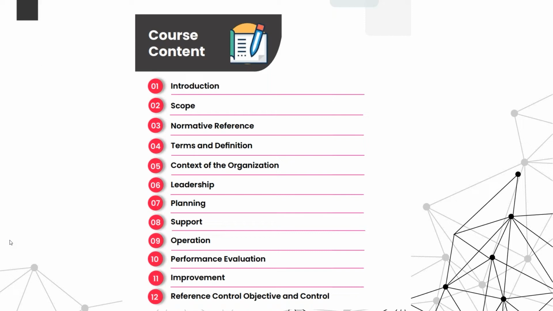Then we go to stage number 3, which is normative references. In this we are going to discuss the relationship between ISO 27000 and 27001. Along with that, why ISO 27001 is essential and what benefits it brings to an organization. Not only that, we are going to talk about the 27001 implementation stages inside this.